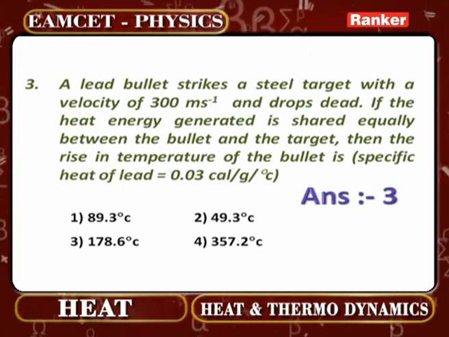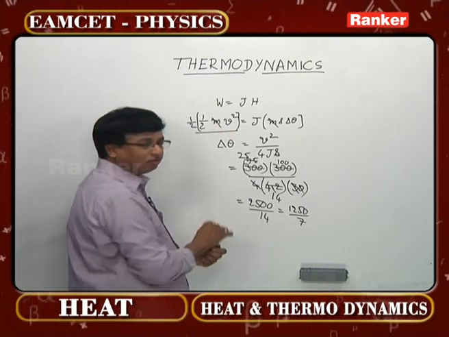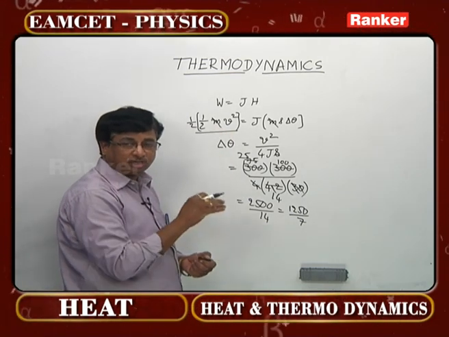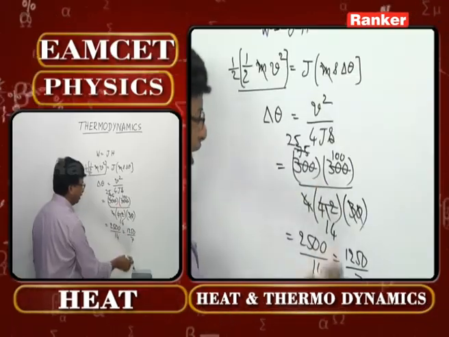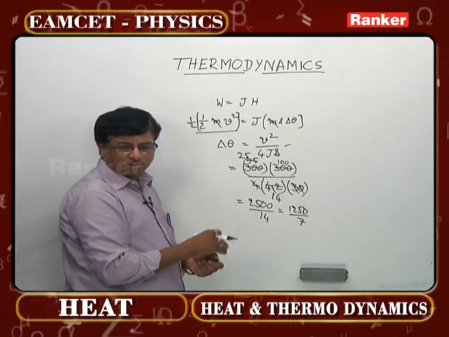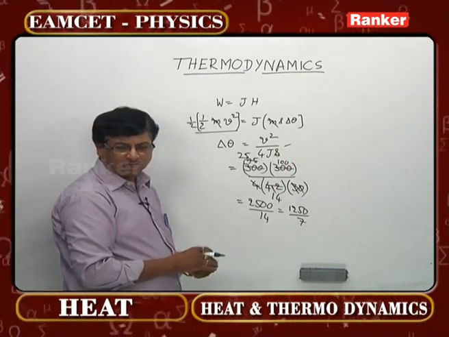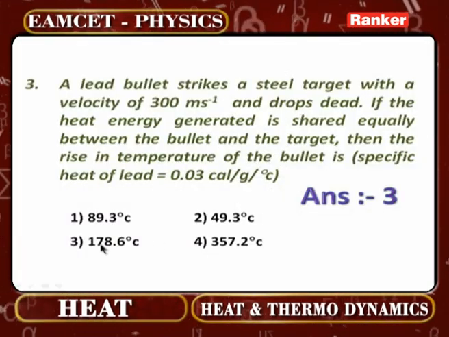That means what is important over here, just look carefully. This half mv square is the concept, because total energy is being shared. So one should understand that concept carefully, and calculation is not a bar. You can directly identify this equation, substitute the values and find out the answer. That is the third question. The option is also 3 in this particular case, right?